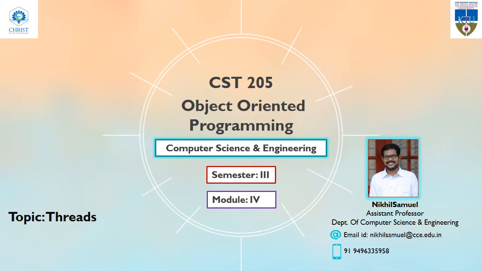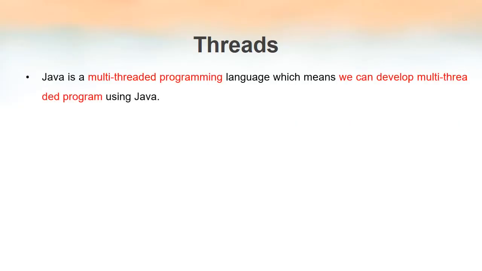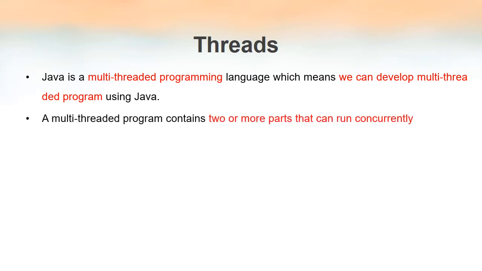In this video lecture, we'll be discussing the topic threads. One of the features of the Java programming language is that it is a multi-threaded programming language, which means we can develop multiple threads within the same program. Now what does a multi-threaded program mean? A multi-threaded program means there will be more than one part. That is, there will be at least two or more parts that can run concurrently. Concurrently means running parallelly at the same time without affecting each other. That is what we mean by concurrently.